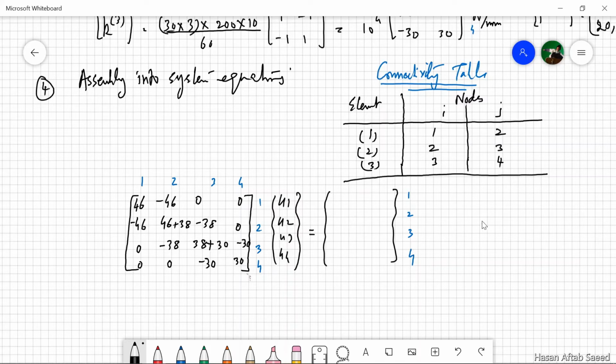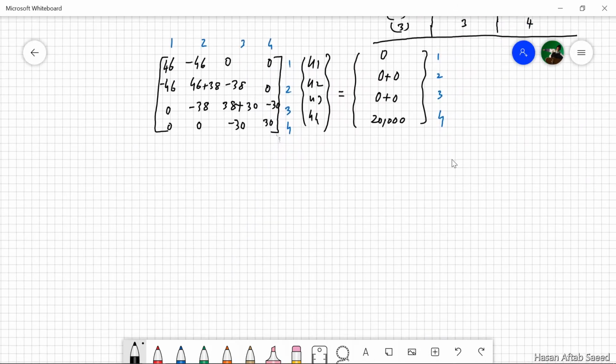Same goes for force. This is 0 and 0. But when it comes to the second element, there is again 0 and 0. For the third element, there is 0 and there is 20,000. So this is your system equations. If you simplify: 46, minus 46, minus 46, 84, minus 38, minus 38, 68, minus 30, minus 30, 30, and 0, 0, 0.